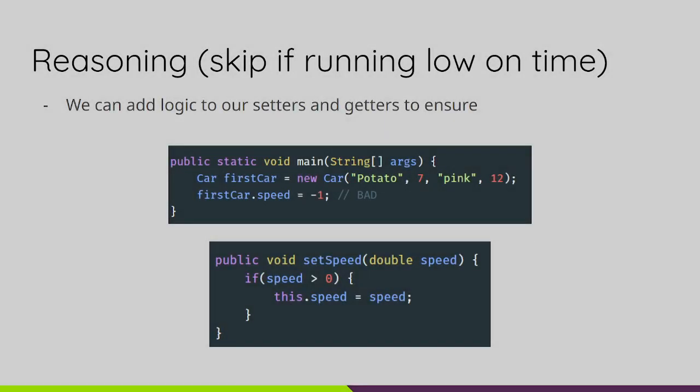You can also add logic to setters. For example, this also prevents our objects from getting bad data. For example, a negative speed isn't possible, but through our setter, we can filter out the bad values and only set our data to good values.